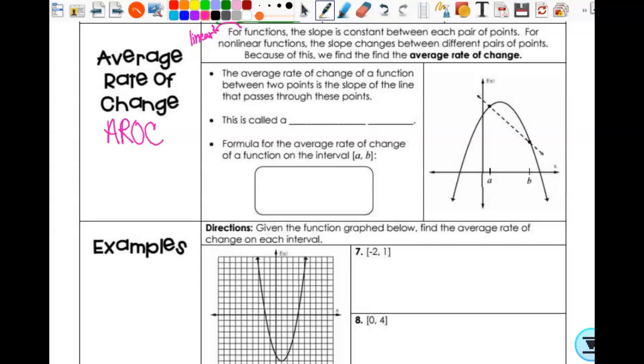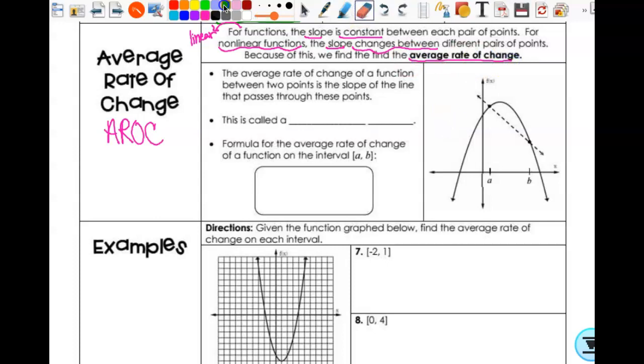For linear functions, the slope is constant, right? That's what makes it a line. It's a constant rate of change. For nonlinear functions, the slope changes. So remember we talked about the rate of change changes. So with that parabola that you have there, the rate of change changes as you go through. We're kind of taking a step back. We're not talking about instantaneous rate of change, but I can find the average rate of change for my function.